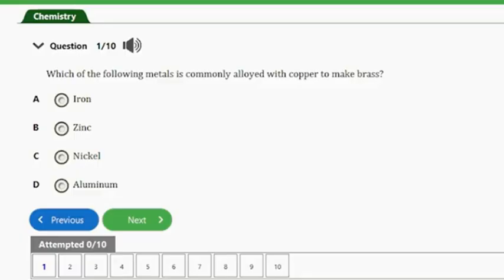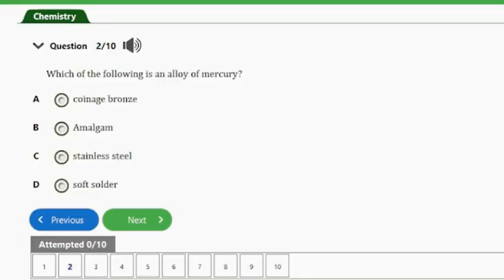It says, which of the following metals is commonly alloyed with copper to make brass? We have options: A, iron; B, zinc; C, nickel; D, aluminum. To make brass, we use copper and zinc. So the answer to this question is option B, and that's zinc. Copper and zinc is used to make brass. So let's look at the next question.